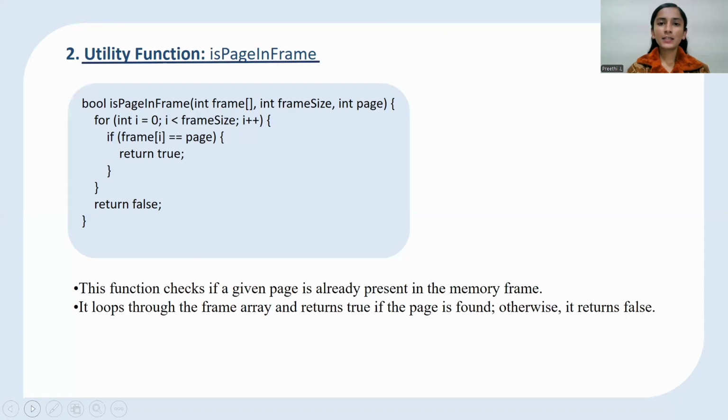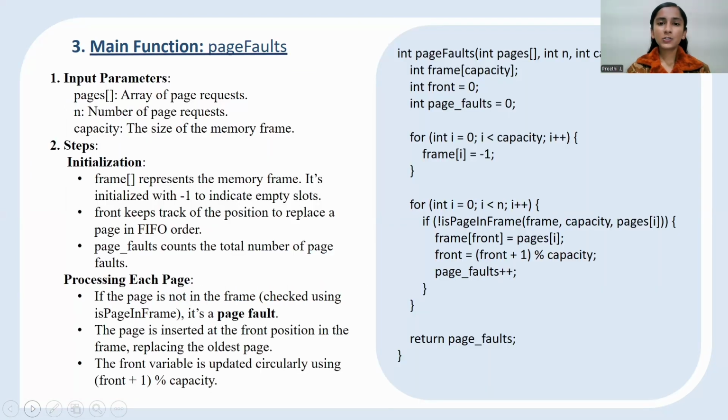And the second one is the utility function, and the function name is isPageInFrame. This function checks if a given page is already present in the memory frame. It loops through the frame array and returns true if the page is found, otherwise it returns false. And the third one is the main function, where we'll be writing our main logic, and the function name is pageFault.